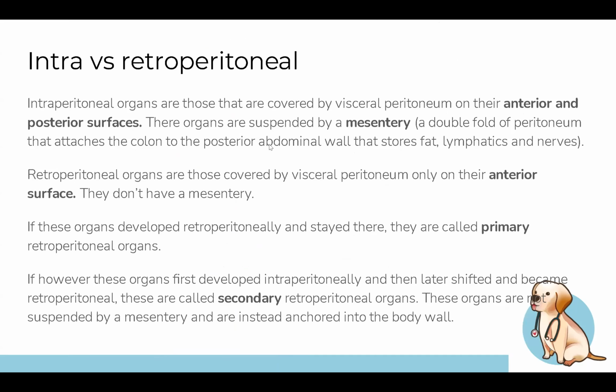So next bit, I'm just going to talk about what an intraperitoneal and a retroperitoneal organ is. I remember being a bit confused about this earlier, but it's actually not that bad. So intraperitoneal organs are those that are covered by peritoneum on both the anterior and posterior surfaces, whereas a retroperitoneal organ is only covered by peritoneum.